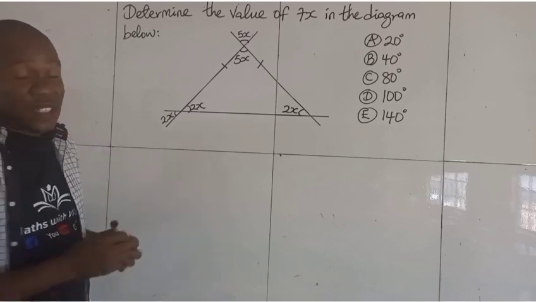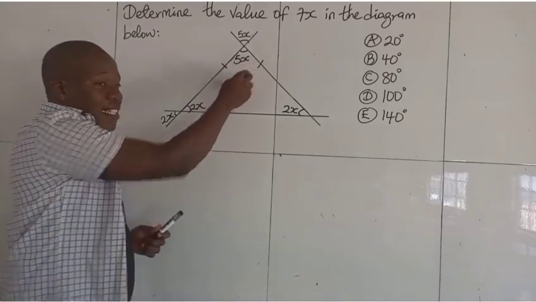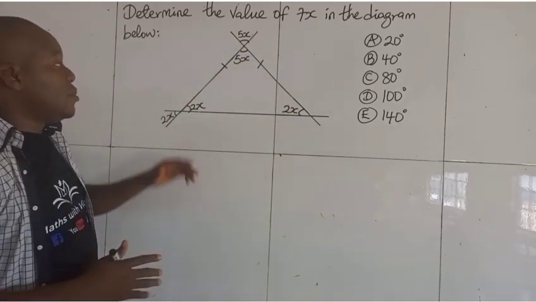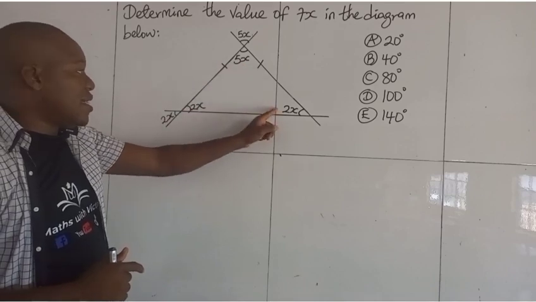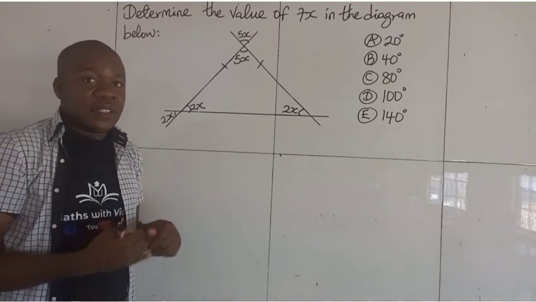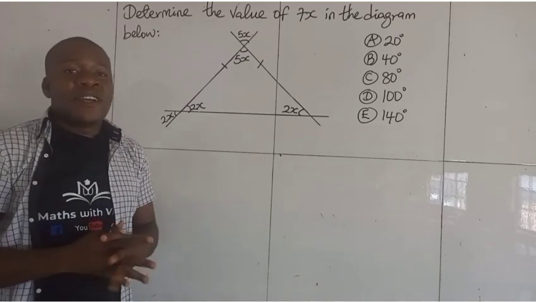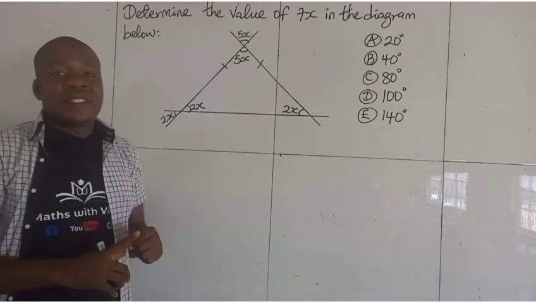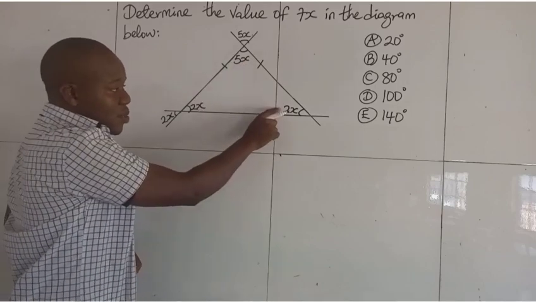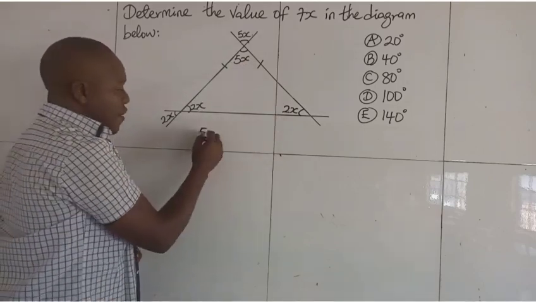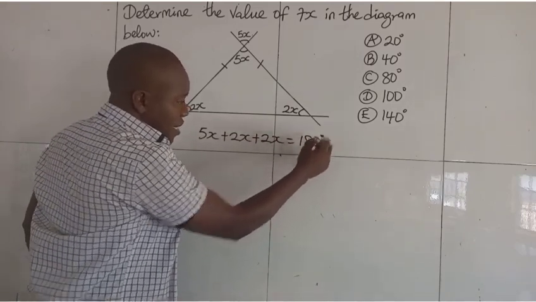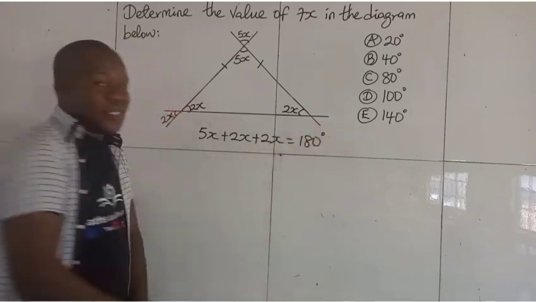How did we know that this is an isosceles triangle? This line and this line show us that this side and this side are equal. So basically now we've been able to identify this angle and this angle, which are the three interior angles of a triangle. Recall the property that the sum of the interior angles of any triangle must be equal to 180. If that be the case, when we add 5x, 2x, and 2x, they must give us 180. 5x plus 2x plus 2x is equal to 180. The reason is that the sum of the angles in a triangle must be 180.